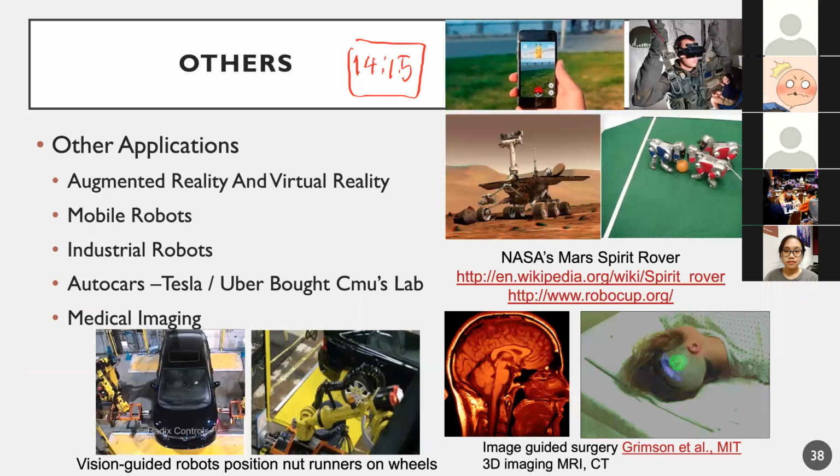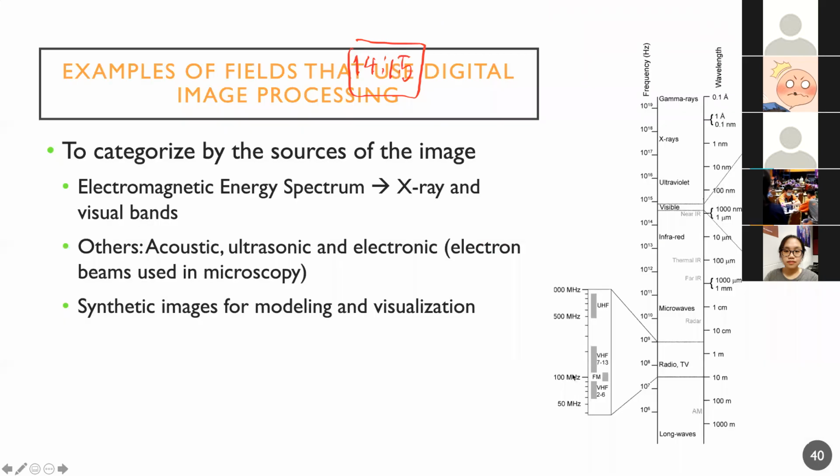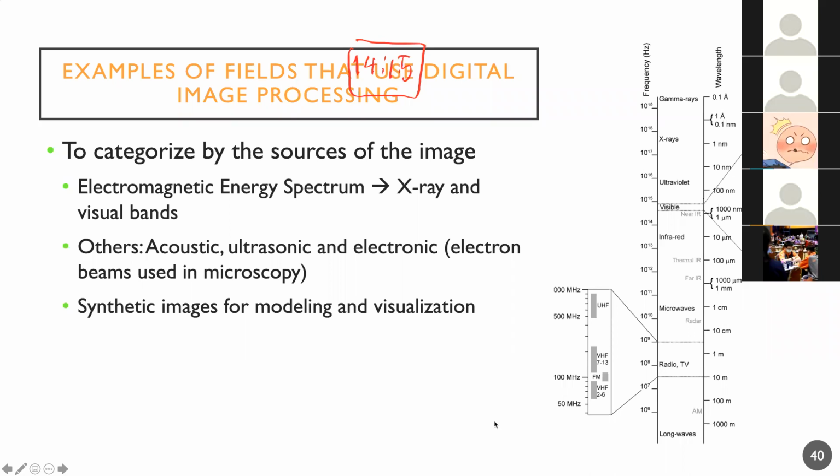Okay, so you've seen a number of applications already. In the next part, I will give you some more applications. From the previous slides, you'll see that a lot of the applications that we use all use the RGB camera or RGB image. Now we are going to talk about applications that are categorized by the source of the image.